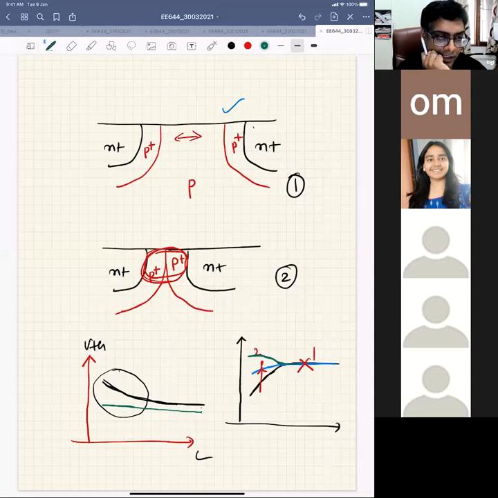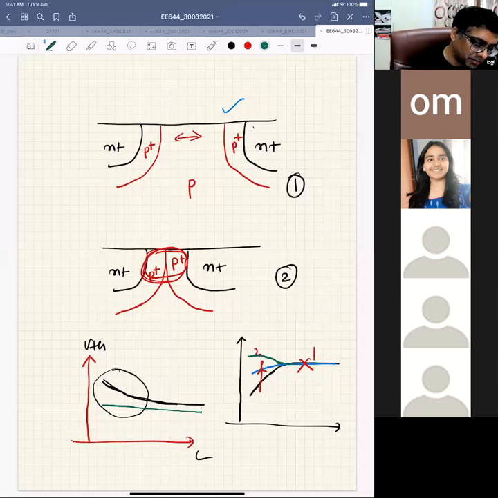Actually it was a somewhat jumbled pattern. For 400 we were getting some VTH. For 0.1 it was increasing. Then again for 0.05 it was reducing. So it will reduce, right? Because P plus is also not helping if you have a very short channel length.